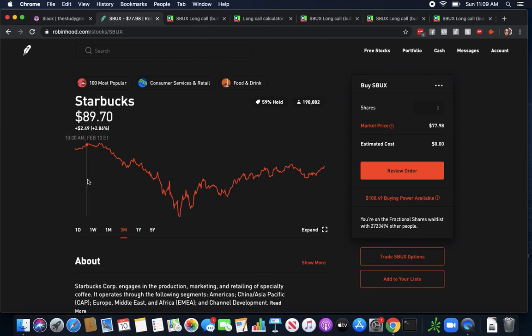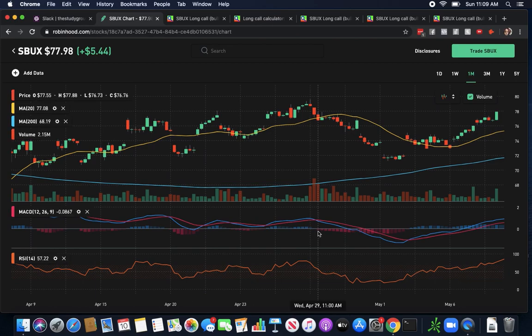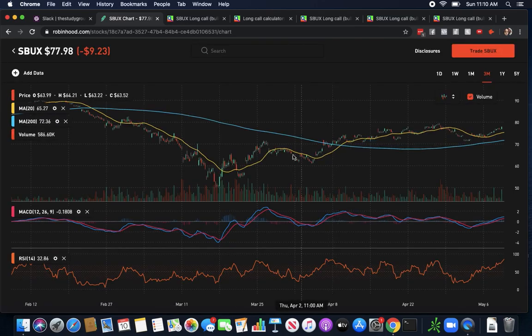So just coming in and looking at Starbucks, right? Looking at this, the 3 month timeline, I can see that this is when all the Corona stuff started happening, and Starbucks is slowly inching its way back up to where it was. So let me look at the expanded chart so I can see some stuff. The blue line is my 200-day moving average. The yellow line is the 20-day moving average. And let me put it for 3 months because I want to see 3 months.